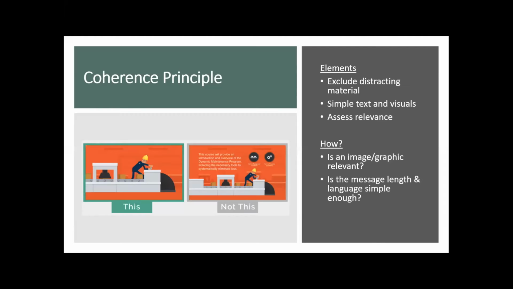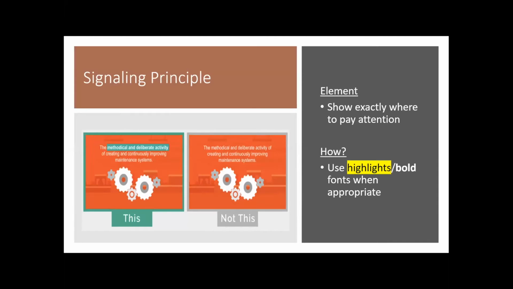All right. So let's look at the coherence principle. What are the elements of the coherence principle? You try and exclude distracting material. Stick to simple text and visuals, and for everything that you decide to put in a slide, ensure it's relevant. How do you do that? Whenever you add something, assess again to see whether that further advances the message that you intend to relay, right? And is the message length and language simple enough for your target audience? Right, pretty simple stuff.